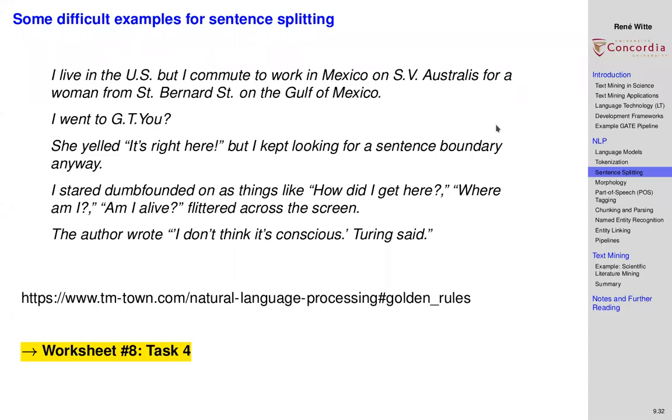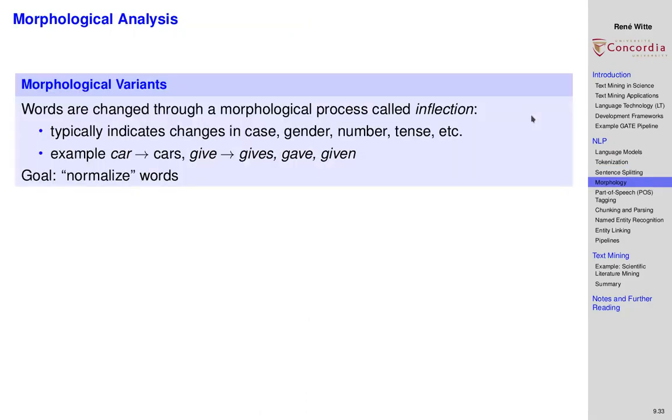Okay, so now we have tokens and sentences. And it already looked like a lot of work, right? Just to get here. But we haven't really done any real natural language processing yet. So let's talk about another step that's often done, which is a morphological analysis of the document.